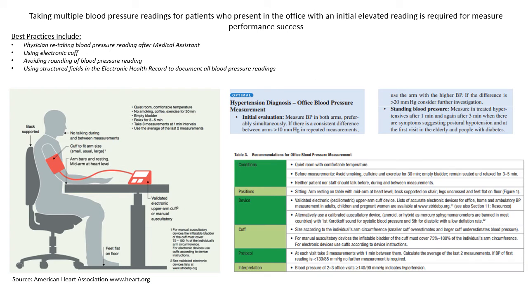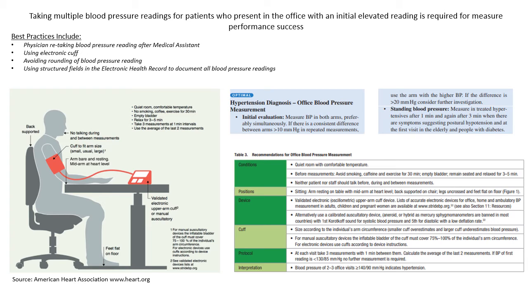Taking multiple blood pressure readings for patients who present in the office with an initial elevated reading is required for measure performance success. Best practices include having a physician retake elevated blood pressure readings after the medical assistant, using an electronic cuff, and avoiding rounding of blood pressure readings. So if the systolic value is 138, don't document the systolic value in the patient's medical record as 140. Use structured fields in the electronic health record to document all blood pressure readings.